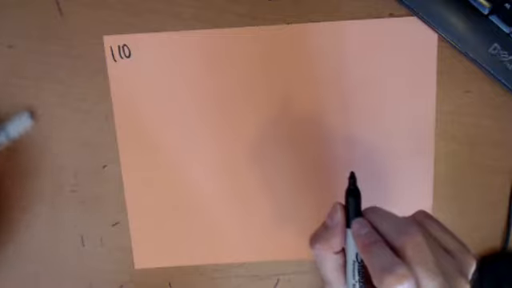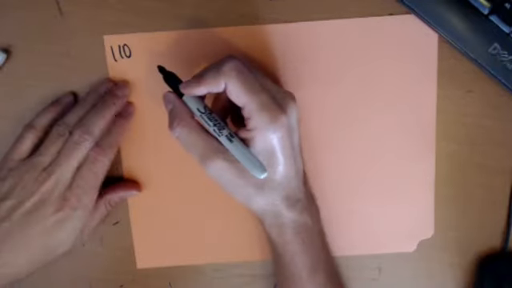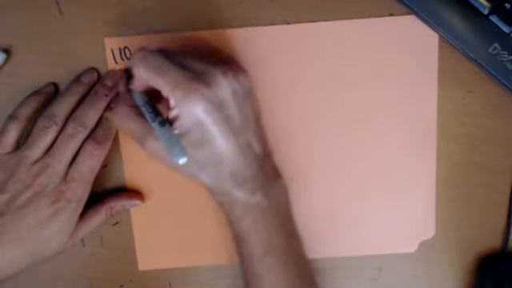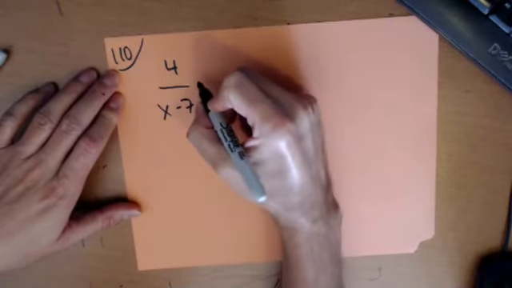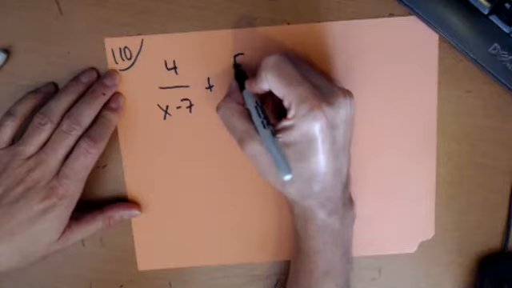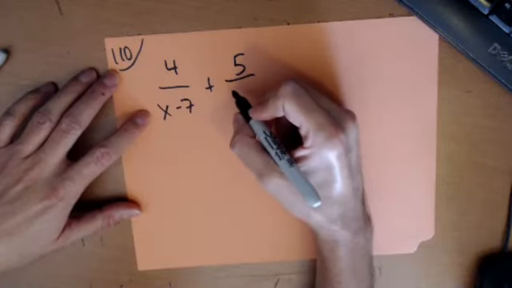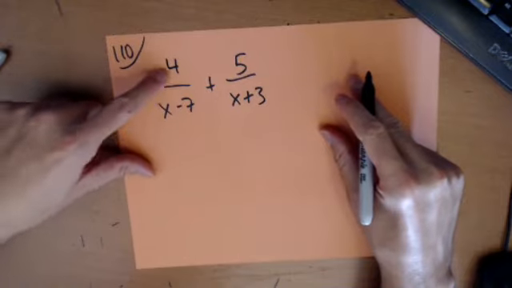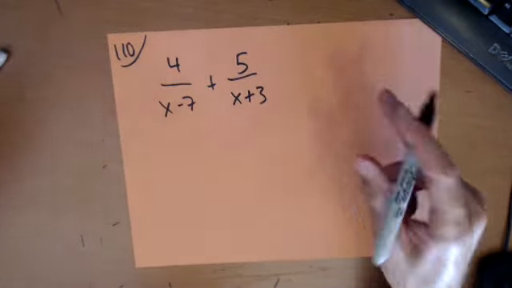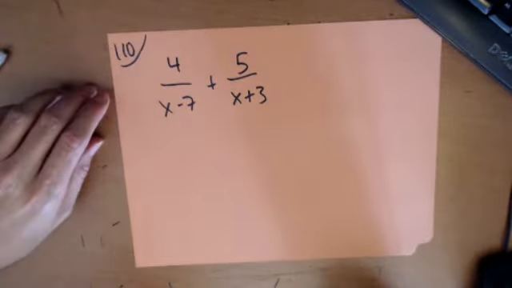Okay, 110. I'm going to use x because it doesn't matter. 4 over x minus 7 plus 5 over x plus 3. Double check you wrote it down correctly. 4 over x minus 7. Okay, cool. I wish I would have written it a little bit bigger.